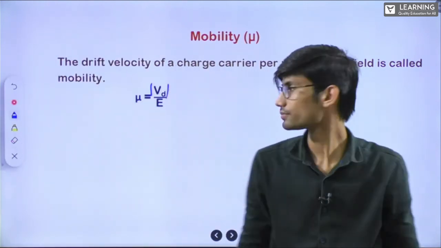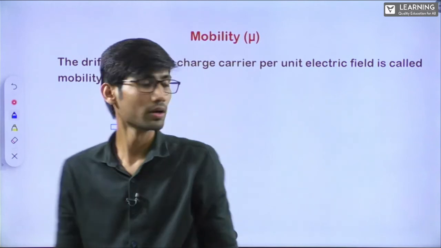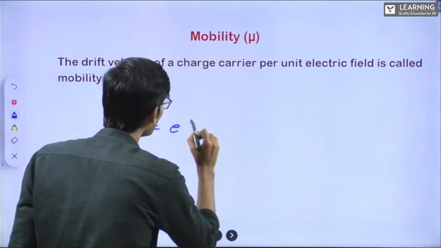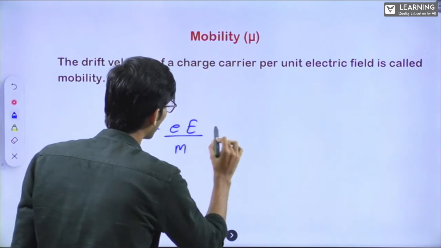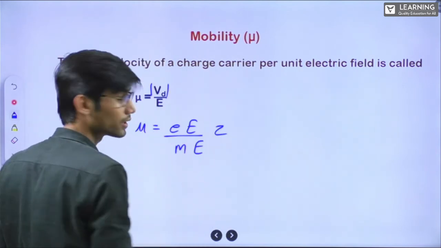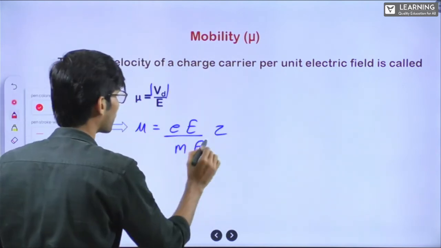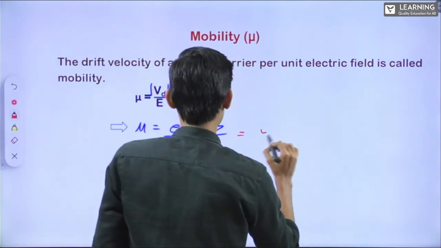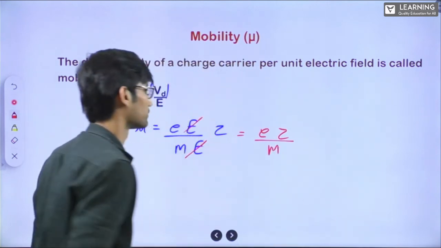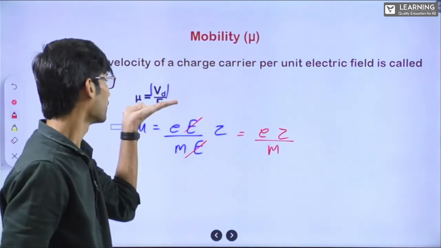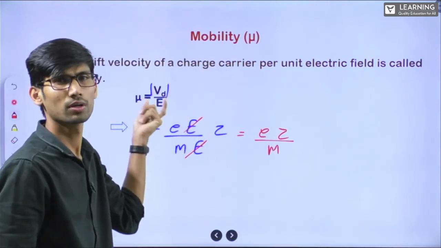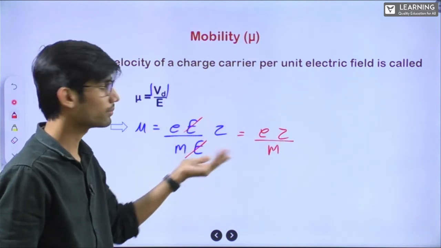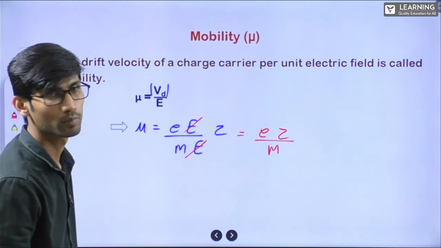This is the magnitude. So from here, if I only write the magnitude, mu is equal to Vd is eE by m into tau, and E is already there in the denominator. E and E will be cancelled. So mu, how much it came? e tau by m. This is one more formula. There are two formulas, Vd by E. Usually this will be used, but if you substitute Vd with eE tau by m, you will get e tau by m as mobility. What is the SI unit?